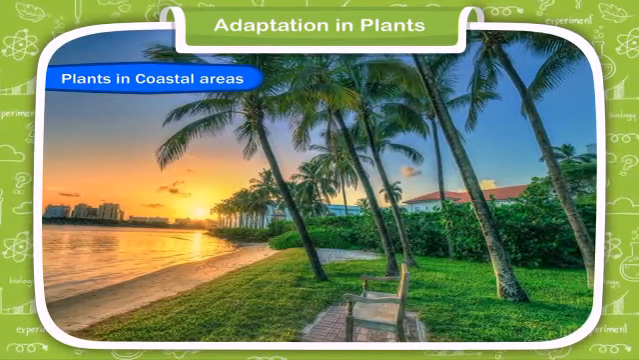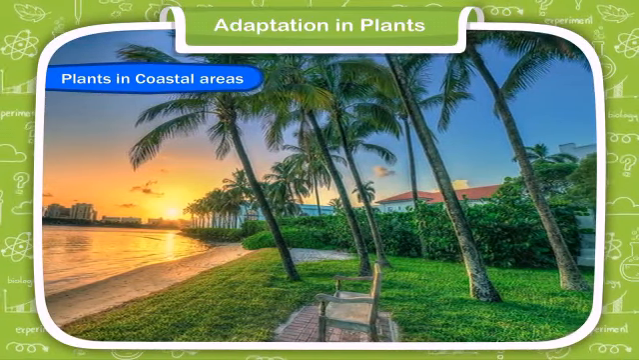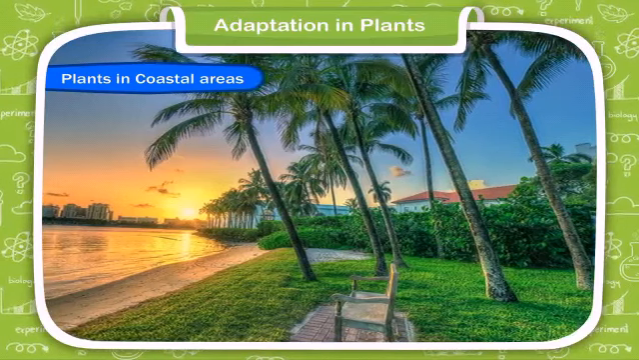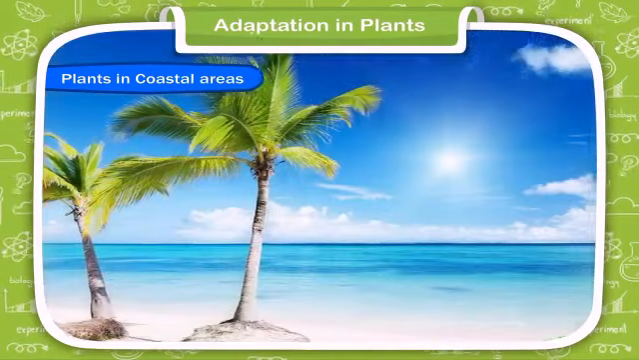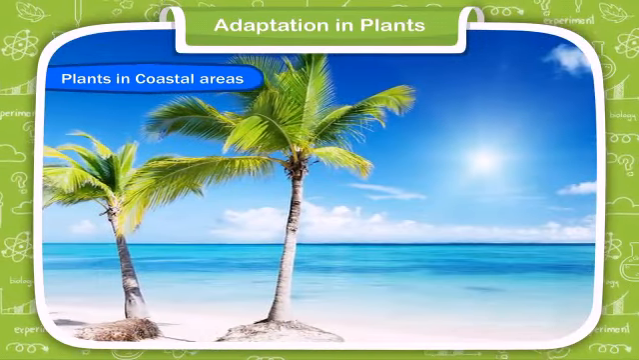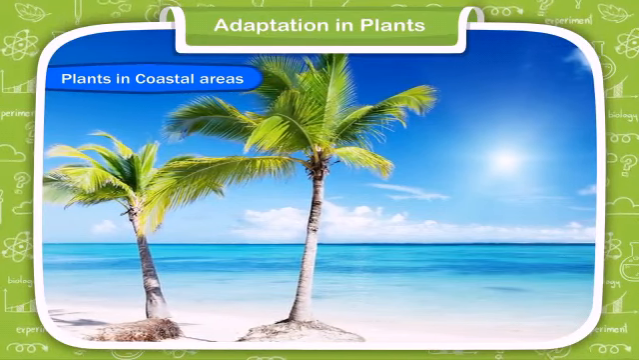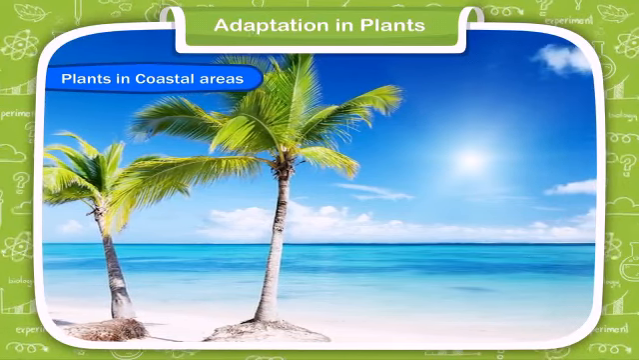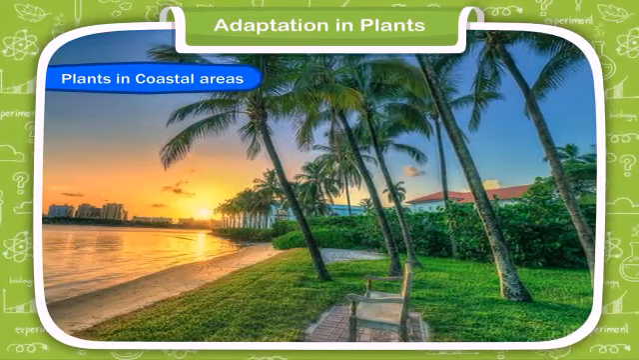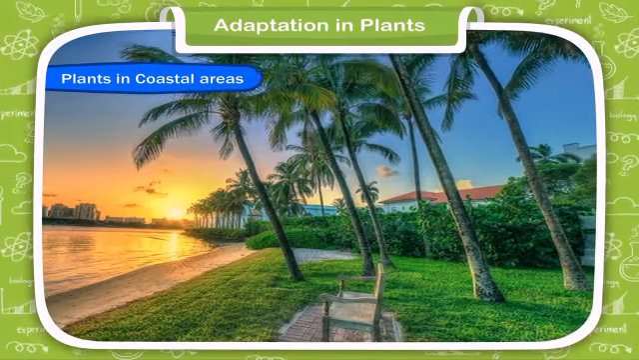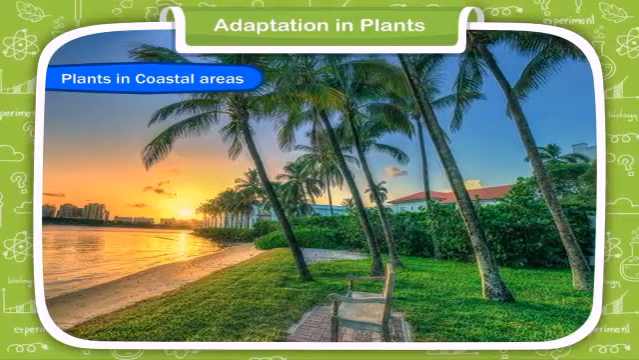Plants in coastal areas. Plants such as coconut and palms have high water requirements, so they grow in coastal areas. They can grow well in humid areas and salty water. The seeds of these plants are easily carried away by water to far away places.